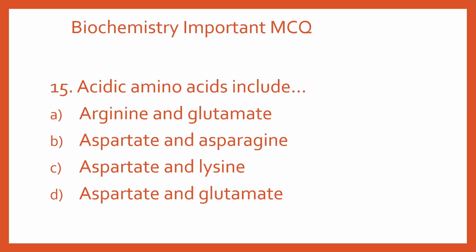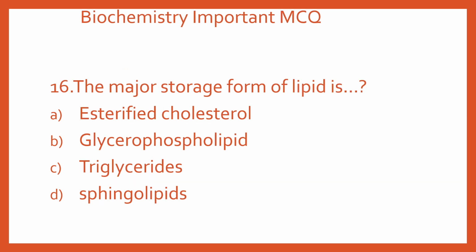Acidic amino acids include. Now, there are two essential acidic amino acids. We have aspartic acid and glutamic acid. Another name for aspartic acid is aspartate. Another name for glutamic acid is what? Glutamate. So if you look at the options, the answer here is option D. Aspartate and what? Glutamate. That's the correct answer. Now the major storage form of lipid is not esterified cholesterol, it's not glycerophospholipid, it's not sphingolipid. The answer here is what? Triglyceride. That's the major storage form of lipid.